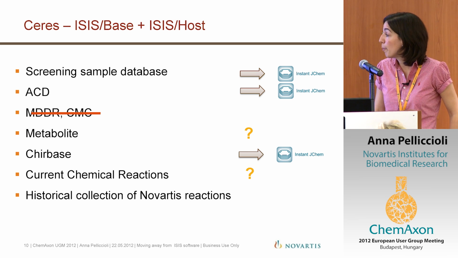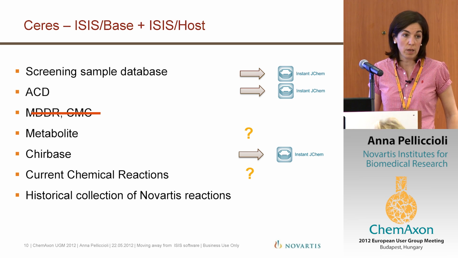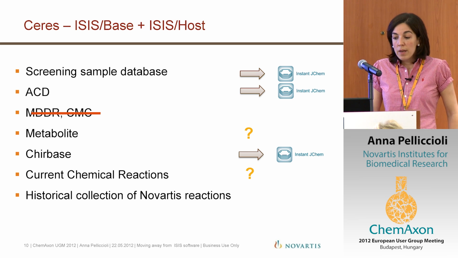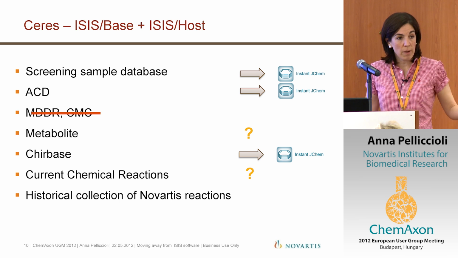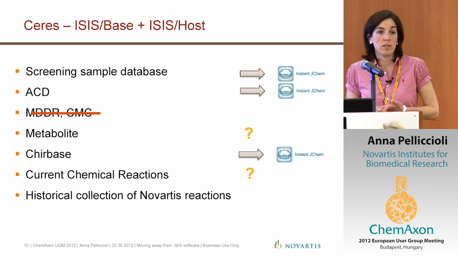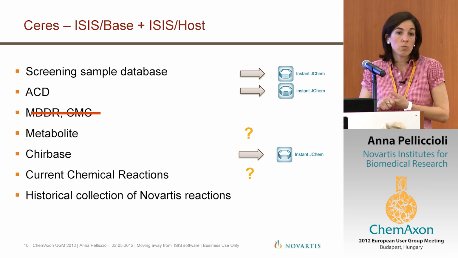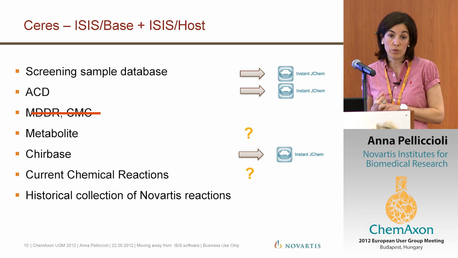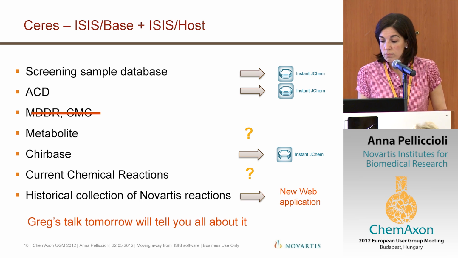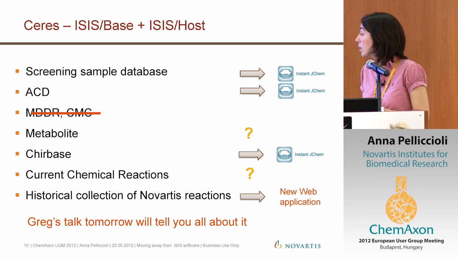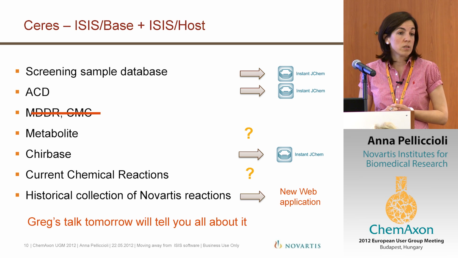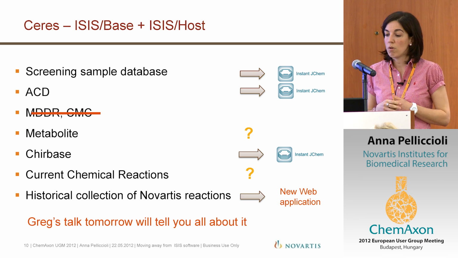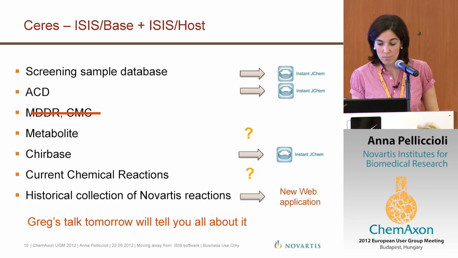And finally, what's really important for us is our historical collection of reactions. And there, while talking to ChemAxon about how to go about migrating that one, they suggested that instead of using IJC, they would develop a web application for us. So that's what's going on right now. We're currently developing this, and Greg's talk tomorrow is going to be all about this, so I'm not going to say more right now.